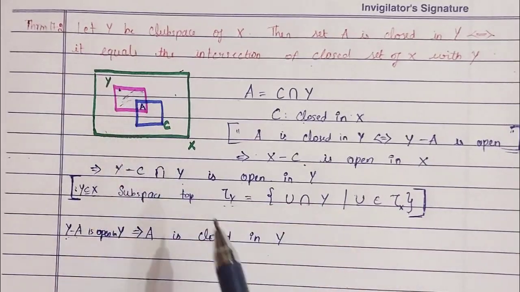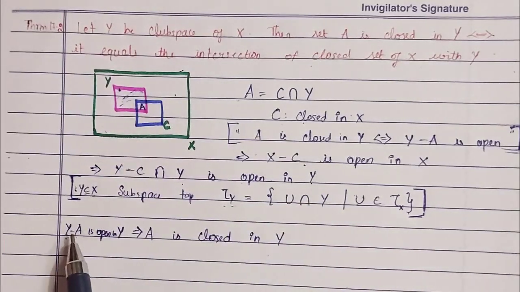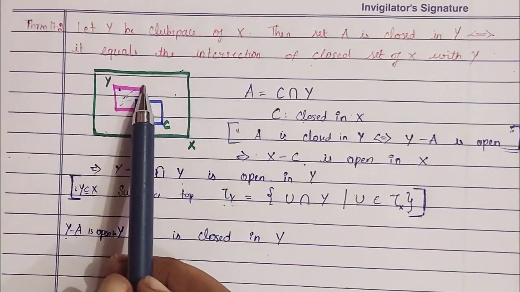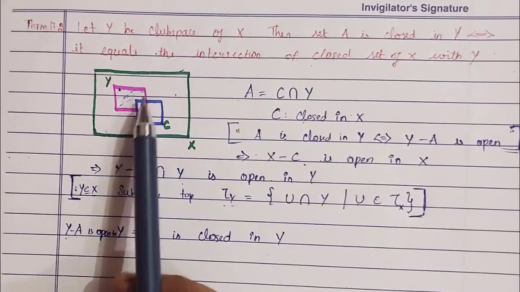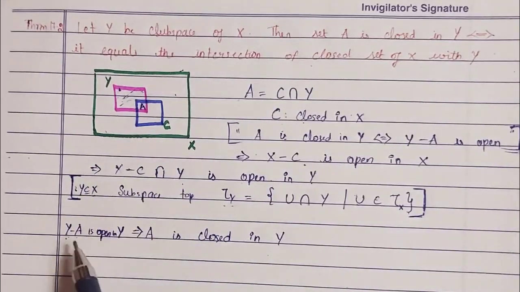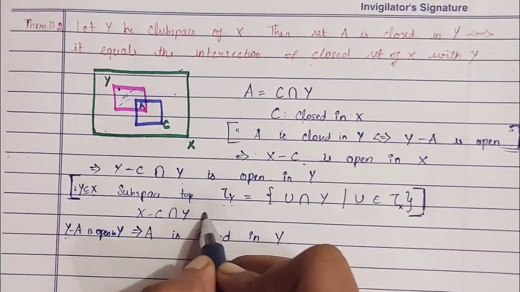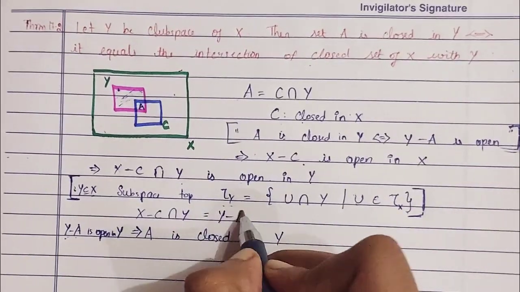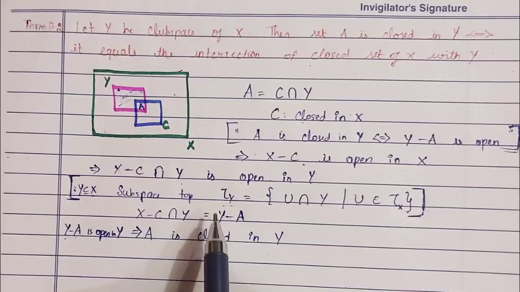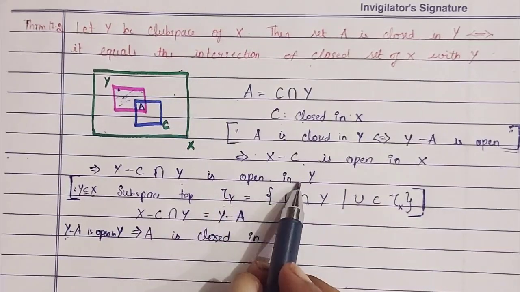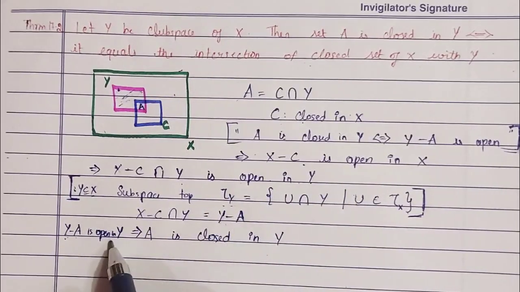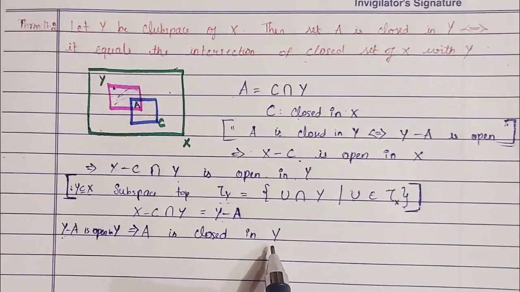So this part will come and you can observe that it is actually Y minus A. So this can be replaced with this. I can say that X minus C intersection Y is nothing but Y minus A. And you know X minus C intersection Y is open in Y. So Y minus A is also open in Y. And hence I got A is closed in Y. So the first part of the proof is over.